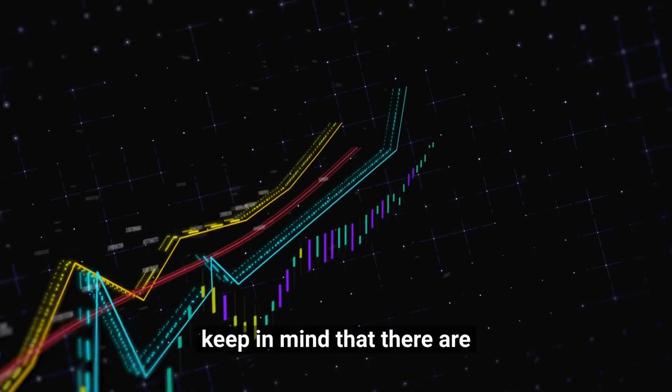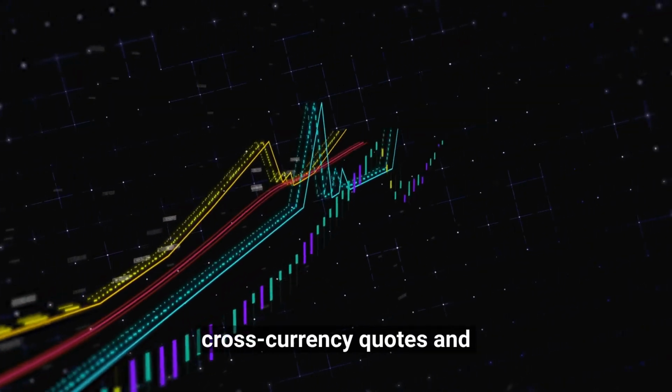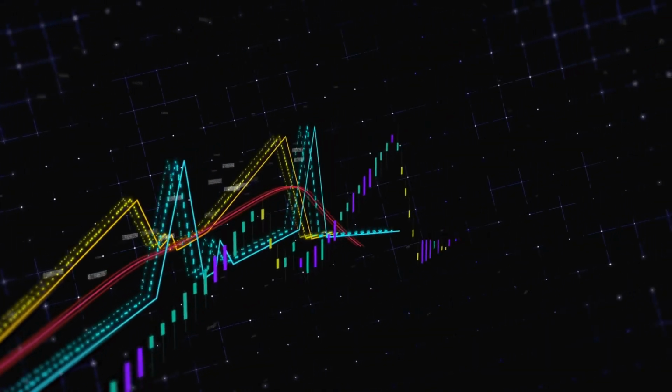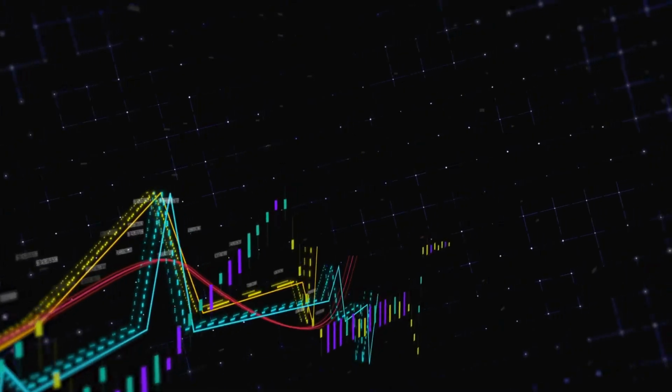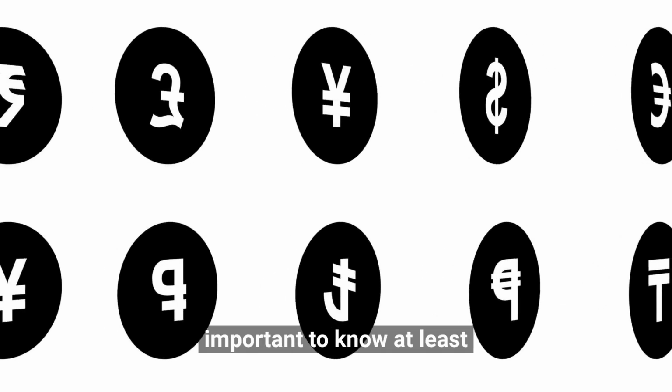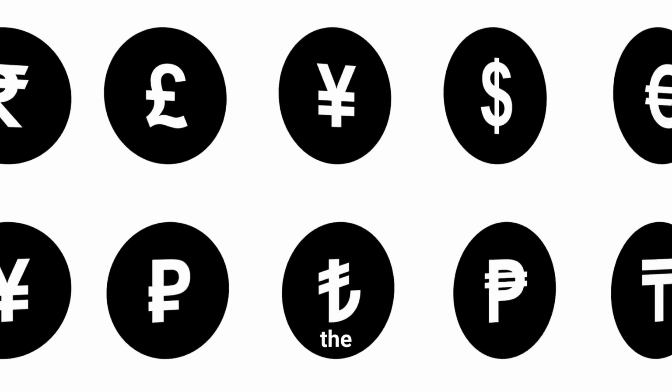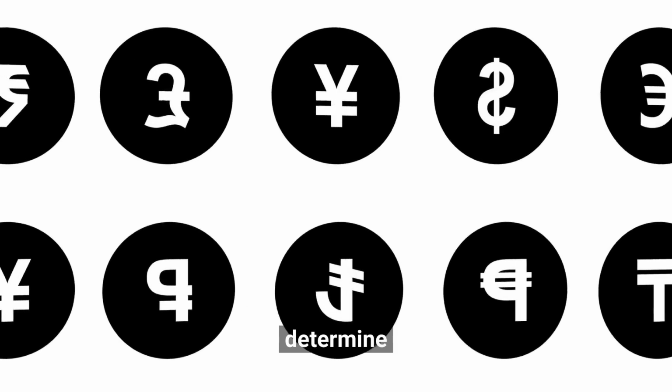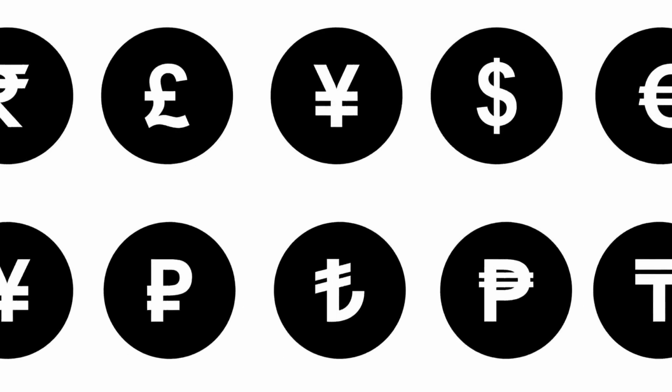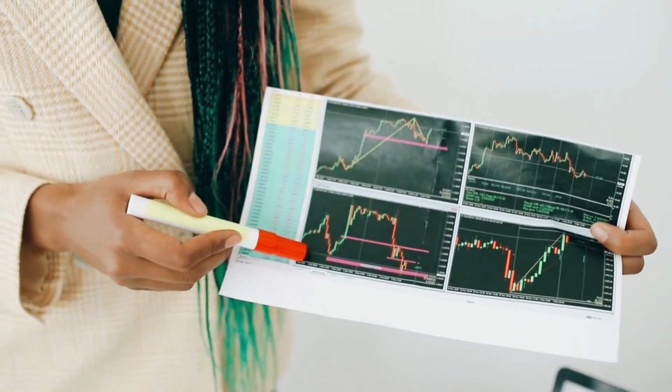Just keep in mind that there are no standard cross-currency quotes and some pairs have the base currency on the top while others have it on the bottom. It's important to know at least one pair of currencies and which one is more valuable in order to determine which is which. Now, let's talk about the pip.